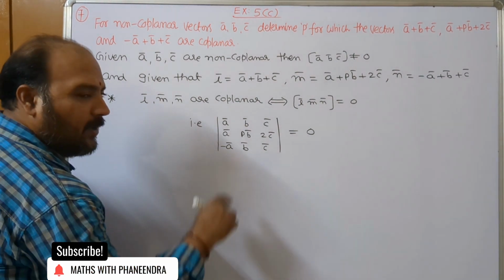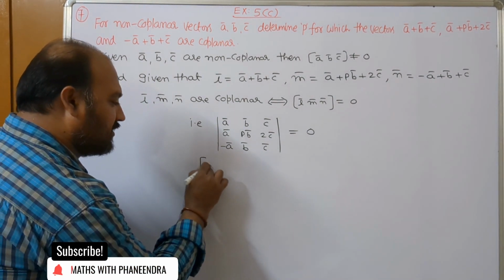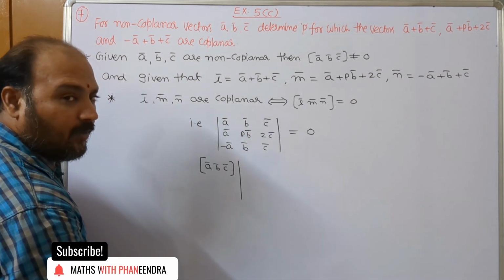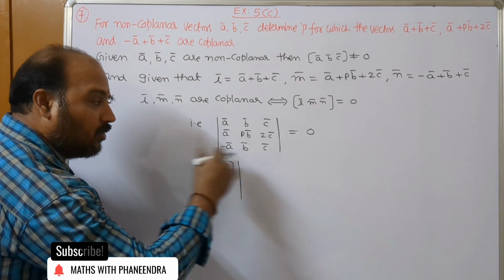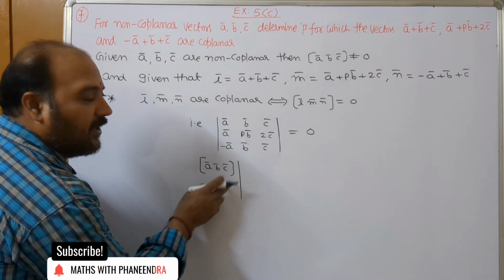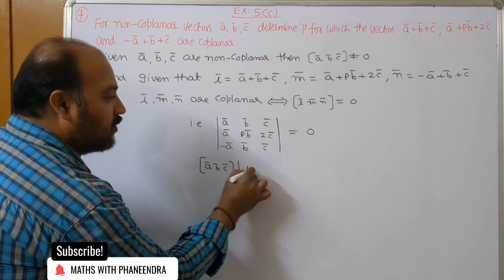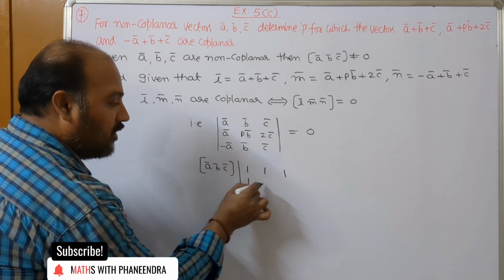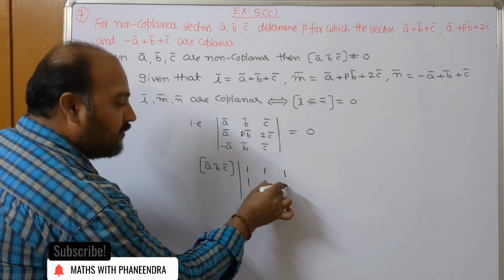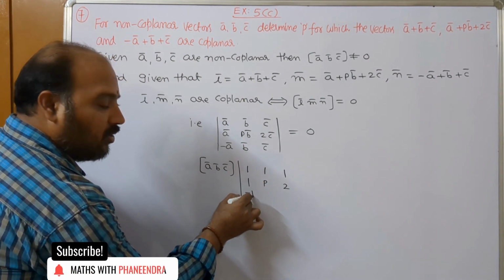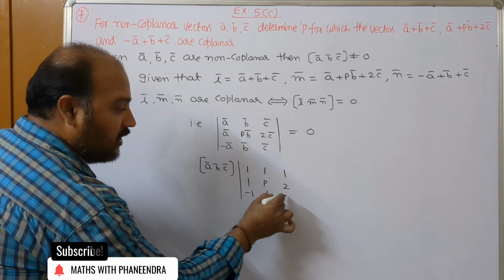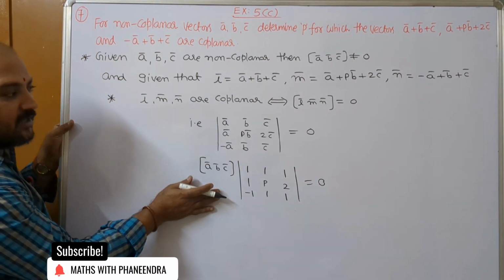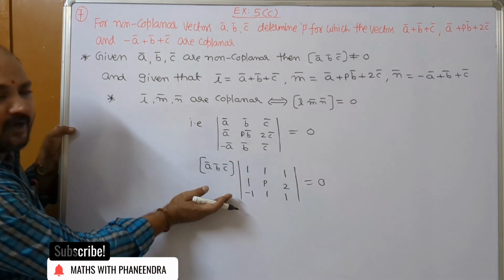But in this a bar, b bar, c bar is there, no? So box of abc, we are taking common a bar, b bar, c bar from respective rows or columns. We write it as like this. Their a bar coefficient is 1, b bar coefficient is 1 and c bar coefficient is 1. a bar coefficient is 1, b bar coefficient is p and c bar coefficient is 2. Next, a bar coefficient is -1, b bar coefficient is 1 and c bar coefficient is 1. Directly also we can write, dear students, like this. Instead of writing this step, directly we can write it.